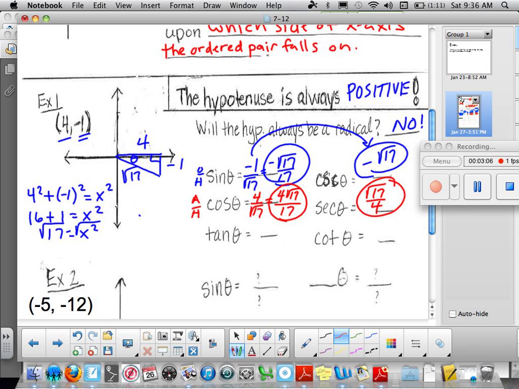As far as tangent goes, we're going to do opposite and adjacent. So the opposite side was -1. The adjacent side was 4. And when we go to flip that, we're going to get 4 over -1, but again, clean that up, bring the negative out front, and there's your simplified solution.